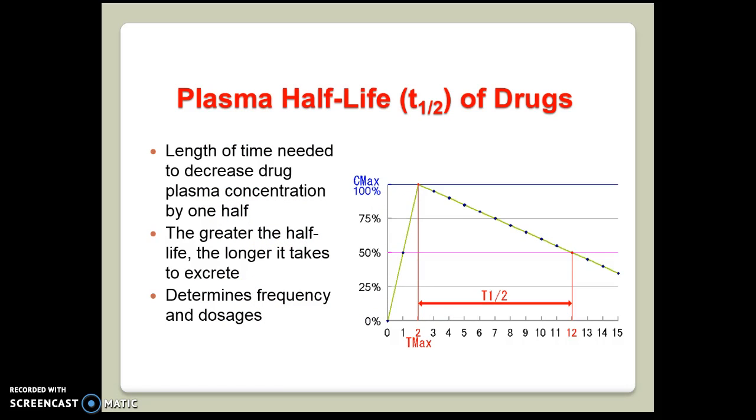Half-life of drugs. This is something you hear a lot, but it's an important thing to know. The definition of half-life is the length of time needed to decrease the drug plasma concentration by 1/2. The longer the half-life of a drug, the longer it's going to take to get out of the body. And this is what helps determine how often a medication may be given. If a medication has a half-life of 12 hours, then oftentimes you're going to be giving your second dose in 12 hours. If the medication has a half-life of 24 hours, then you may have a daily medication.